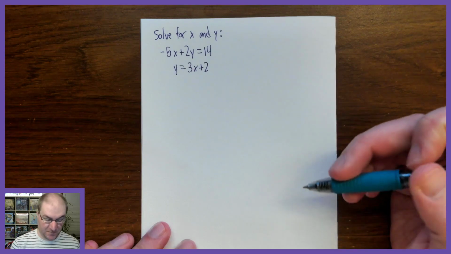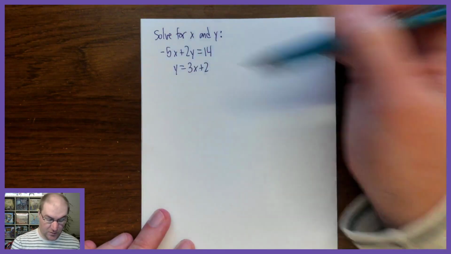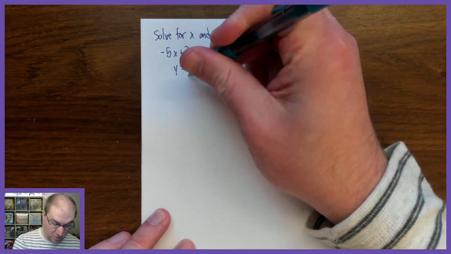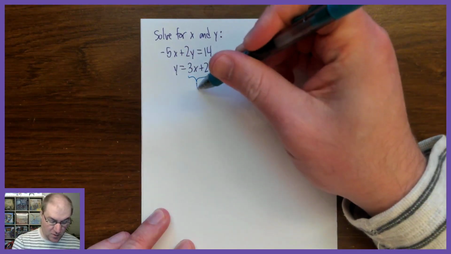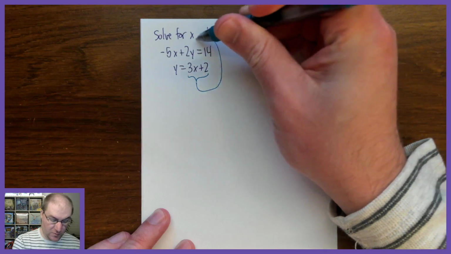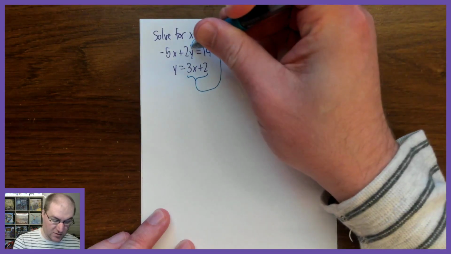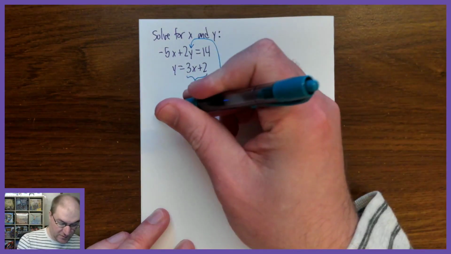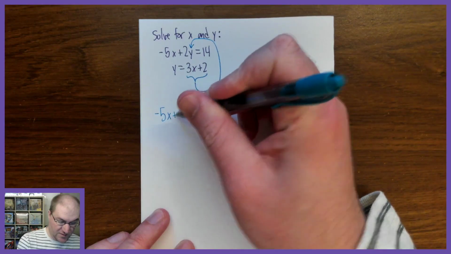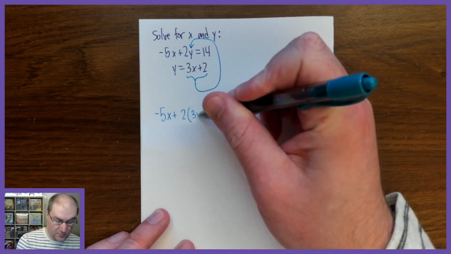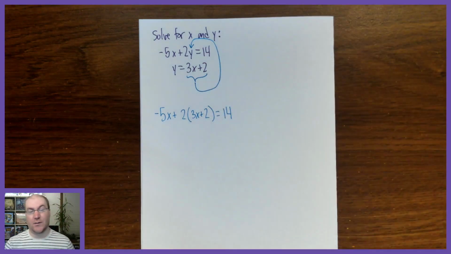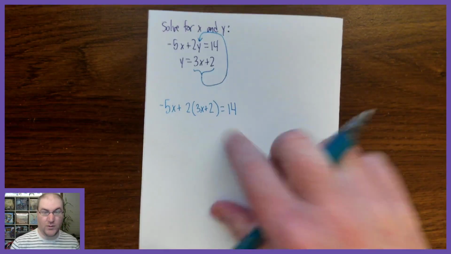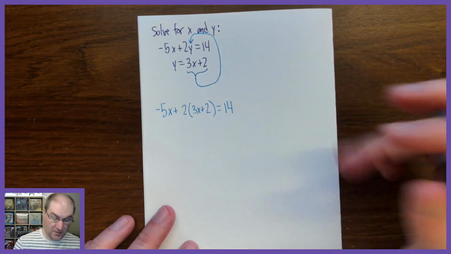If y is equal to 3x plus 2, then what we're going to do is take that 3x plus 2 and substitute it in wherever we see a y in the other equation. So I'm going to write the top equation, and every time I see a y, I'm going to plug in 3x plus 2. And by doing that, now we have an equation with just one variable. We can solve this equation for x now.